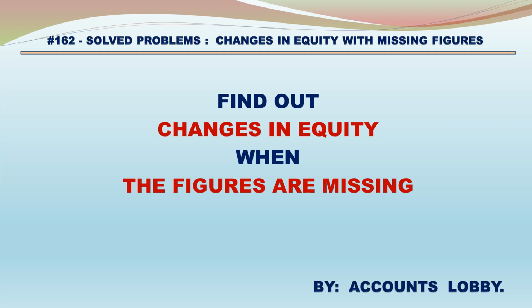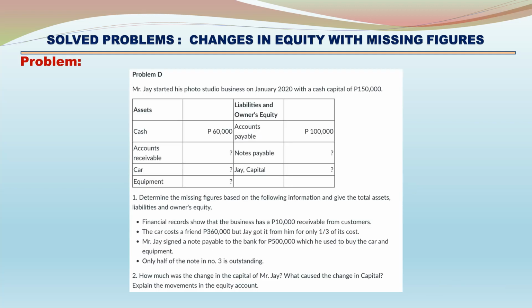Solved problems. Find out changes in equity when figures are missing. Problem. Mr. J started his photo studio business in January 2020 with a cash capital of 150,000.